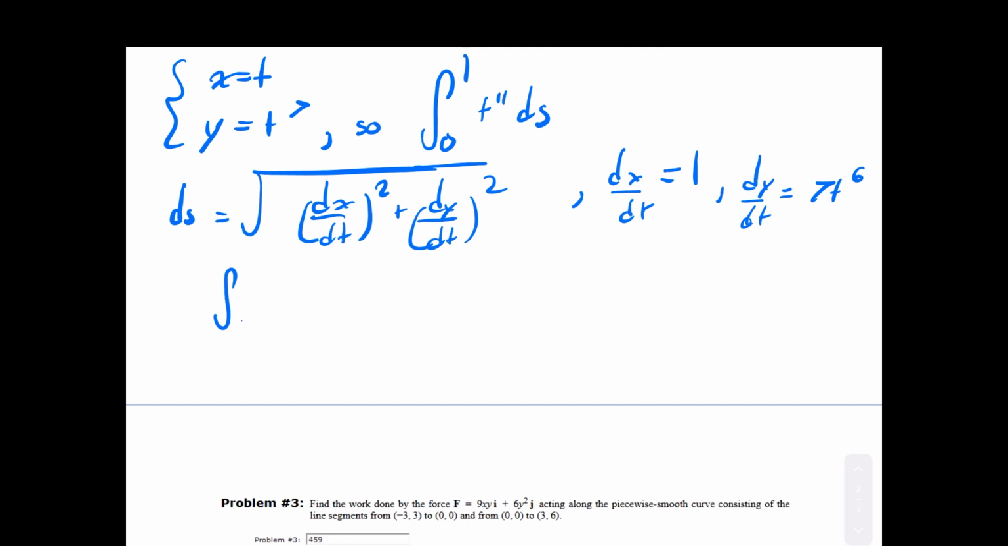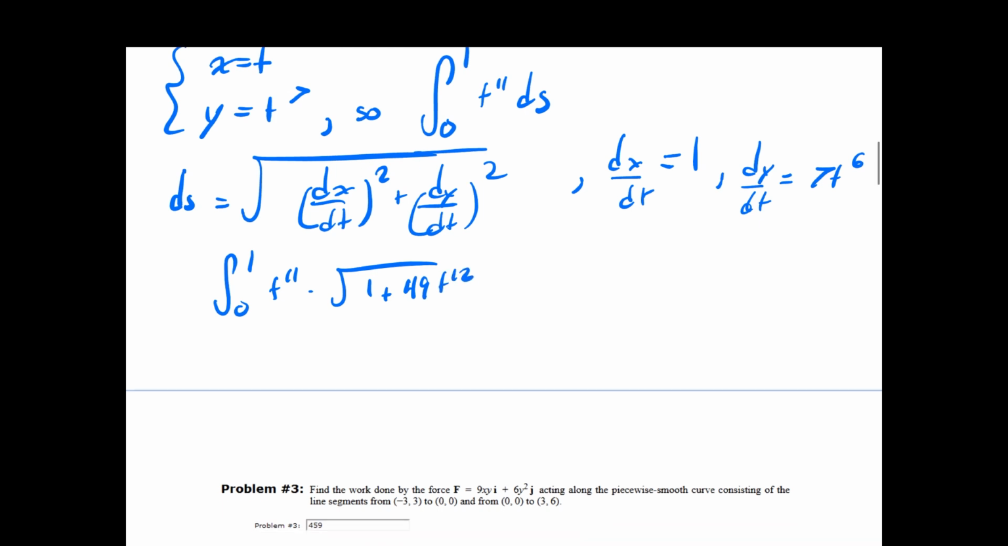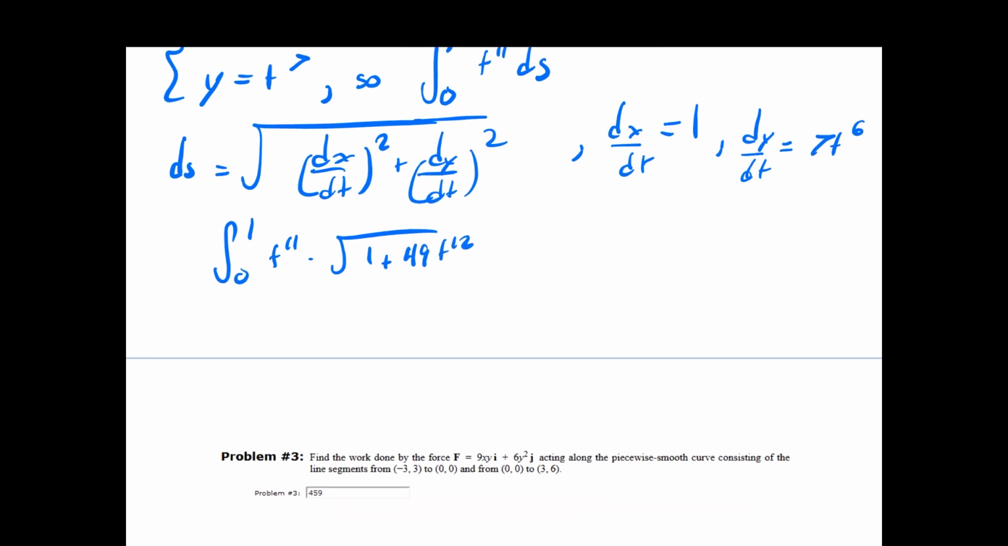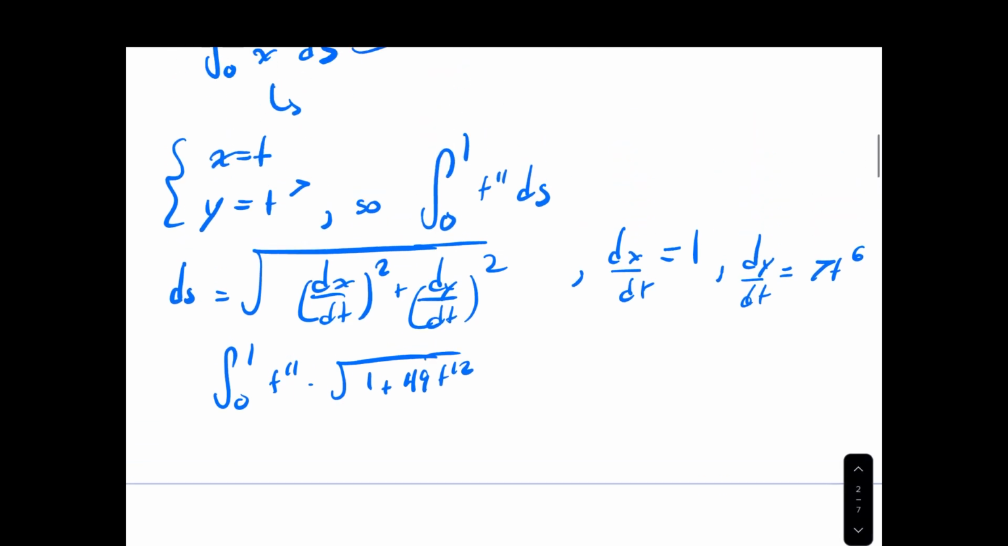Continuing on, we get the integral from 0 to 1 of t to the 11. We now sub that in, and we're going to get the square root of 1 squared plus 7t to the 6 squared, which is 49t to the 12. Right here, we can do a u sub because we see that we have t to the 12, and a derivative down will get t to the 11, so we can cancel that out. Let's add a page.